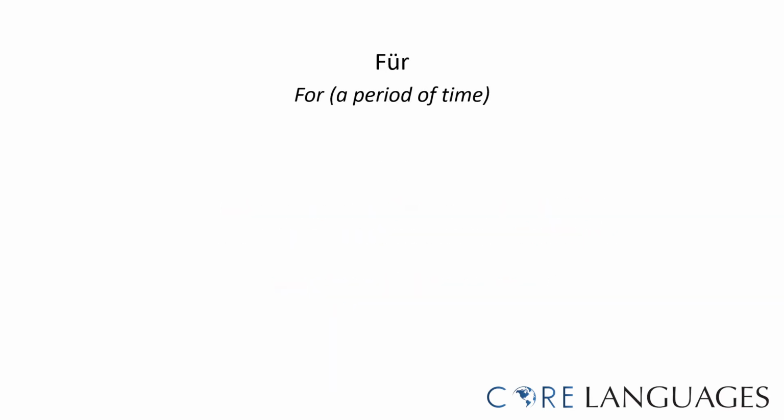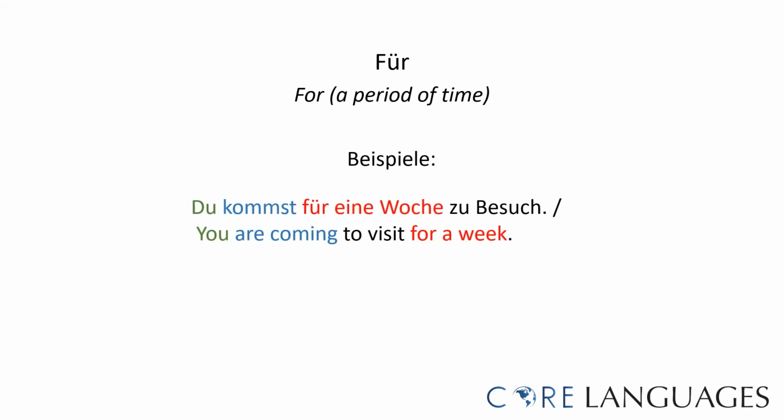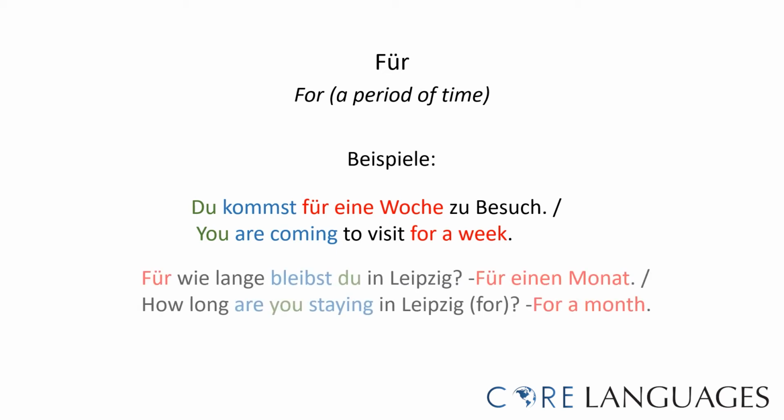The preposition für as a temporal preposition is used to express for a period of time. For example, zum Beispiel, du kommst für eine Woche zu Besuch. You are coming to visit for a week. Or, für wie lange bleibst du in Leipzig? How long are you staying in Leipzig? Or for how long are you staying in Leipzig? Für einen Monat. For a month.